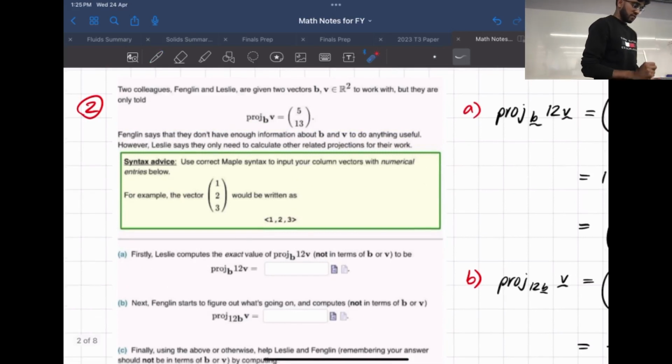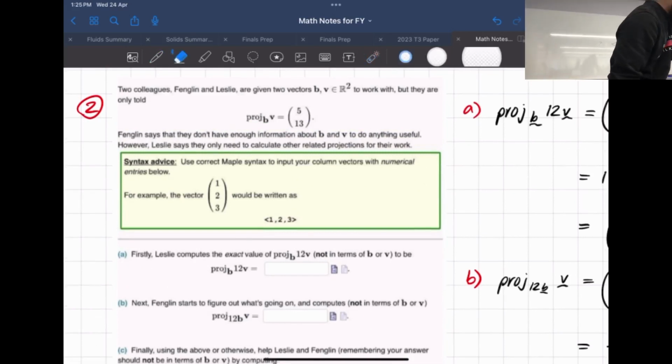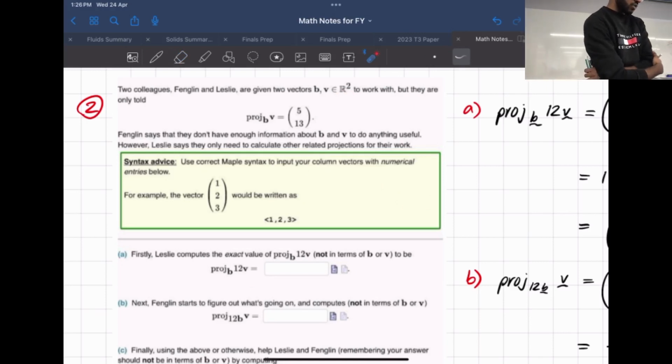This question. Two colleagues, Fengling and Leslie, are given two vectors B and V, which lie within the 2D plane to work with, but they are only told that the projection of V onto B is 5/13. Firstly, Leslie computes the exact value of the projection of 12V on B, not in terms of B or V. What does it have to be?